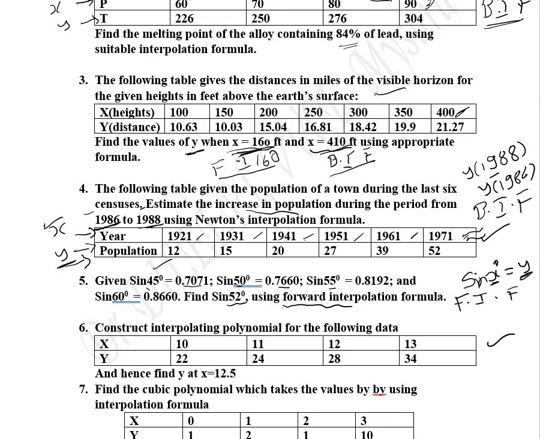Now construct the polynomial. So here first you need to construct the table and we need to find r, which is equal to x minus x naught divided by step length in forward interpolation. What is x naught here? 10. What is the step length? The difference is 1. So r is equal to x minus 10 by 1, which means x minus 10. So when I am going to construct the polynomial for this problem, I am replacing r by x minus 10. Simplify, and you will get one polynomial.